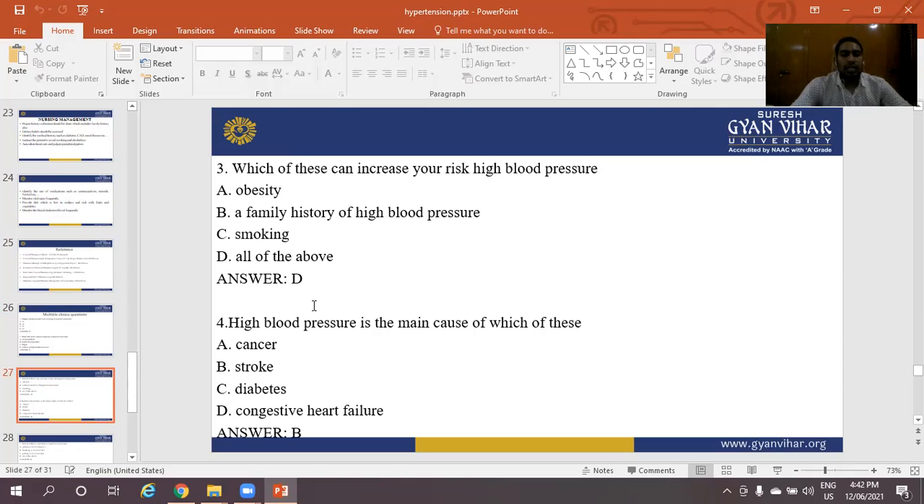Next question: high blood pressure is the main cause of which of these? Option A is cancer. Option B is stroke. Option C is diabetes. Option D is congestive heart failure. The right answer is stroke.